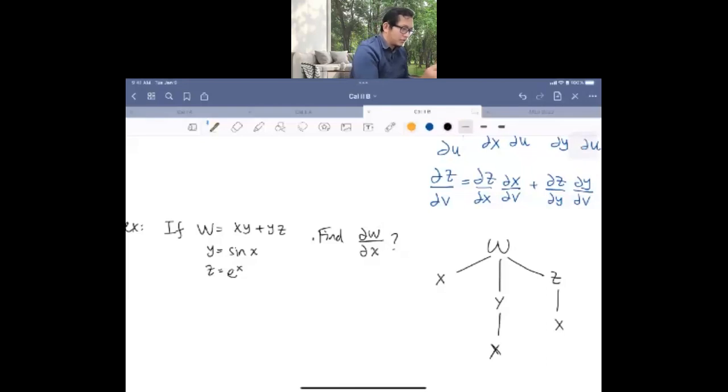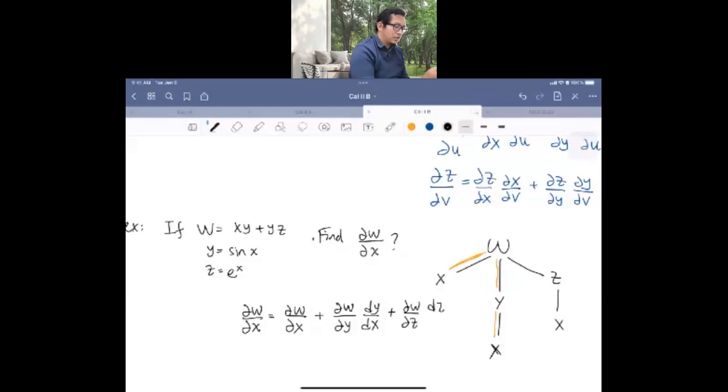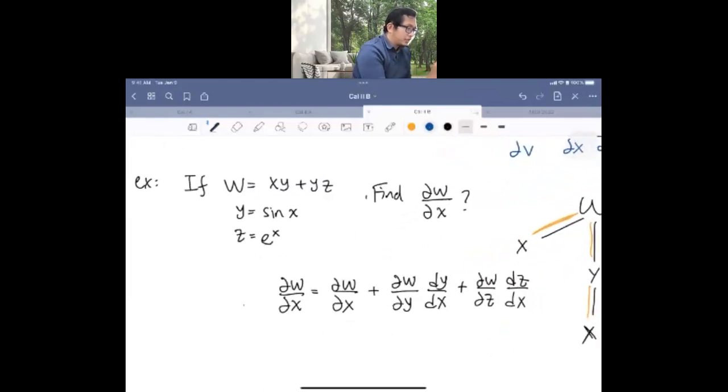So we are starting, first is this. Of course, we start by writing the same and then plus this part: dou w dou y and then dy dx, and then plus dou w dou z and then dz dx. And now we are going to evaluate each of the partials.